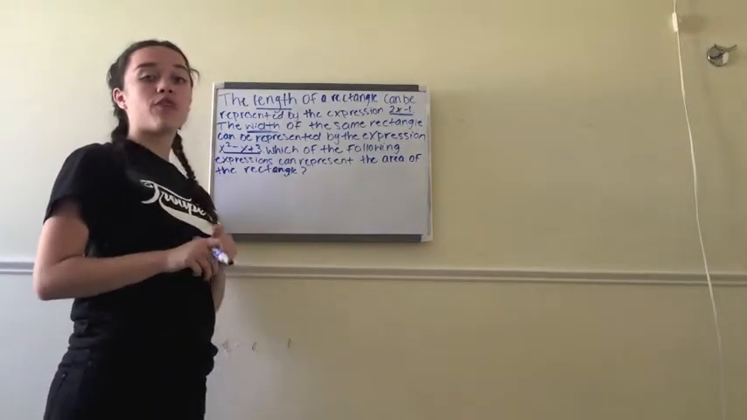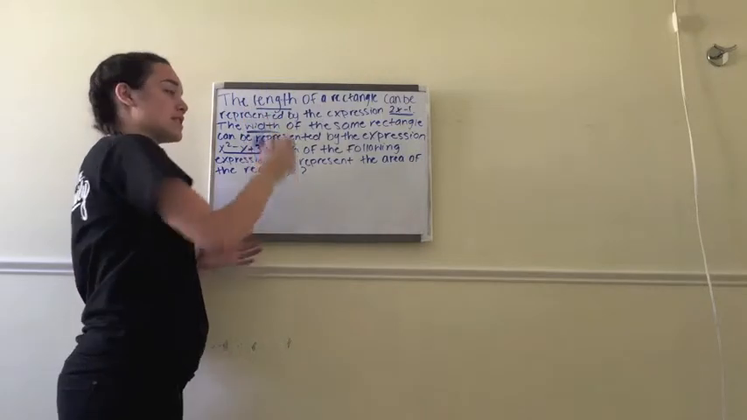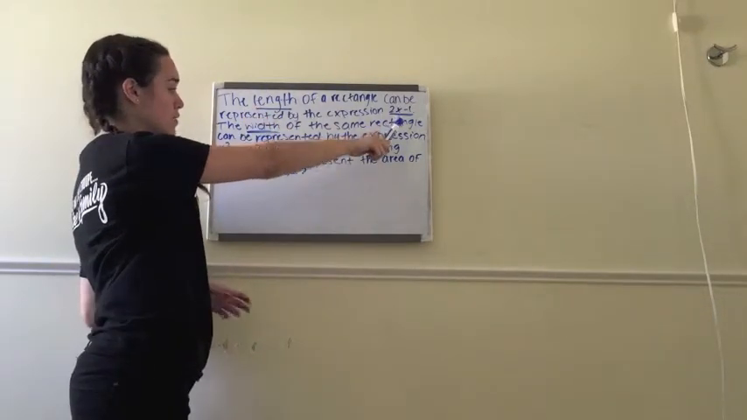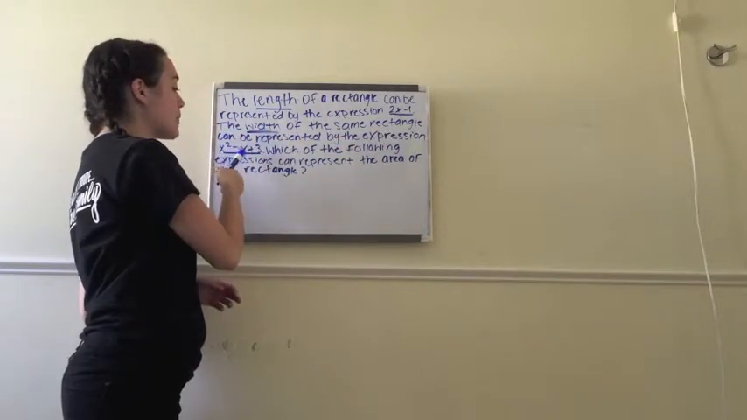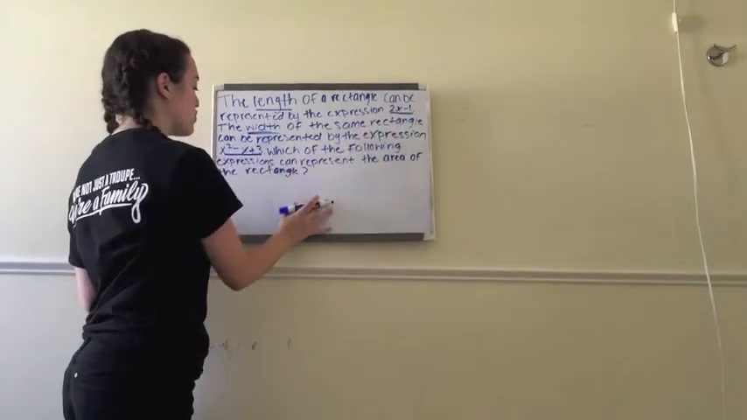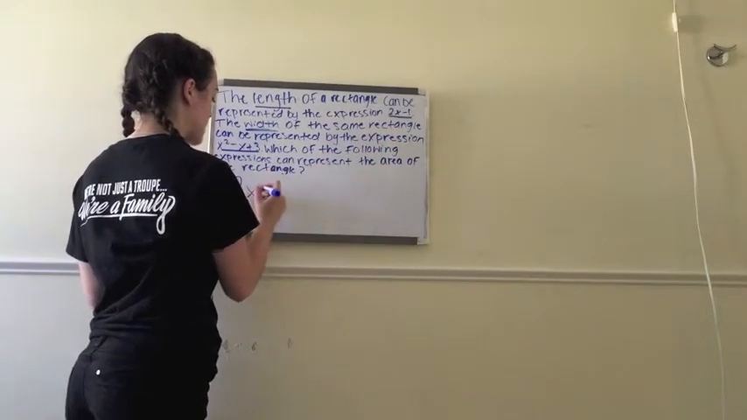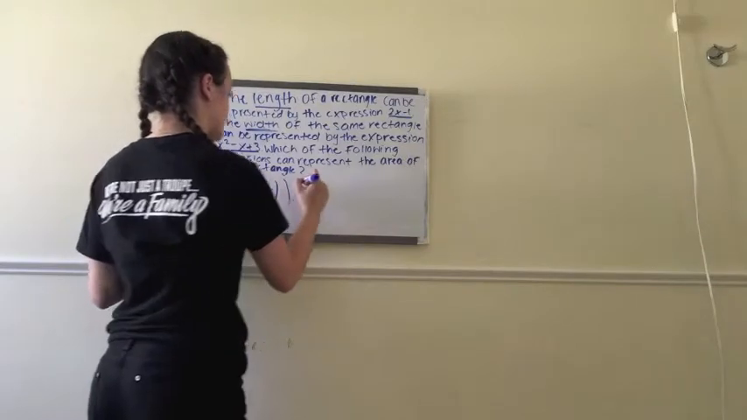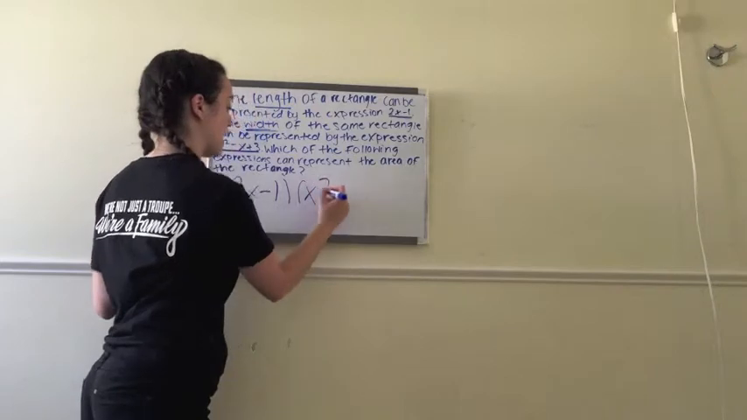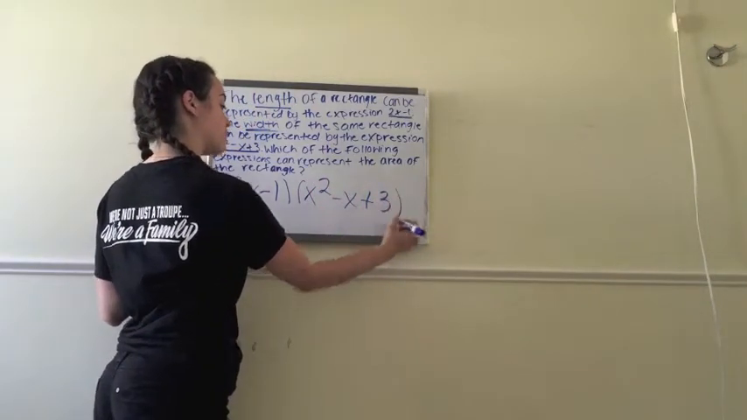Okay, so when finding the area of any object, you have to get length times width, side times side. In this case, the length of the rectangle is 2x minus 1 and the width is x squared minus x plus 3. So what you have to do is 2x minus 1 times x squared minus x plus 3.